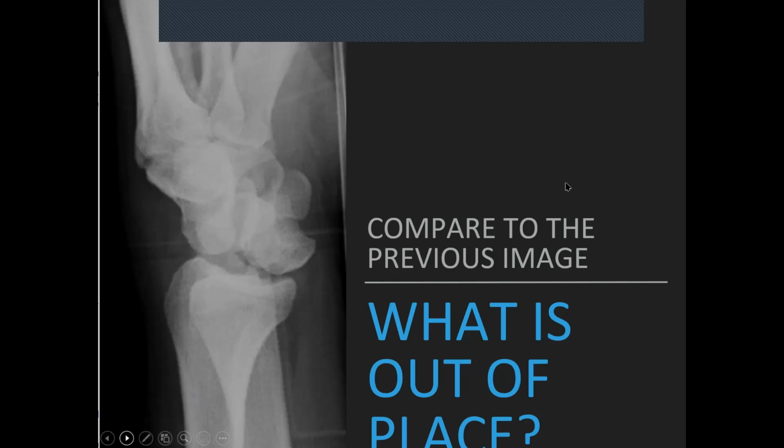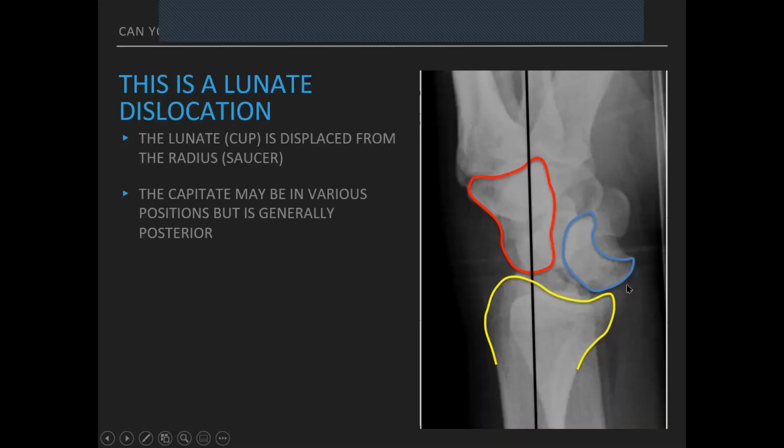So let's have a look at this image and compare it to the previous image. So let's look for the apple. So here's the apple. You can see the capitate. And here's the saucer. So what's missing is the cup. Where is the cup? There's the cup over there. So we said the cup is the lunate. So what do you think this dislocation is called? If the lunate is out of place. It's a lunate dislocation. Right?